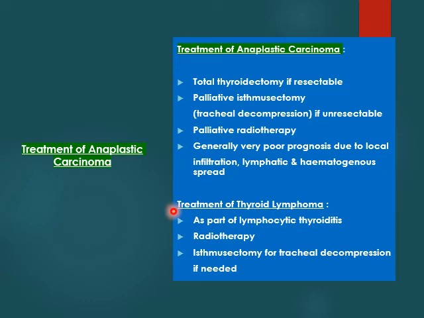Thyroid lymphomas are treated as part of lymphocytic thyroiditis. The treatment is by chemotherapy and radiotherapy. Radiotherapy is especially for large tumors causing obstruction. If necessary, isthmusectomy for tracheal decompression may be carried out before the major radiotherapy or chemotherapy.